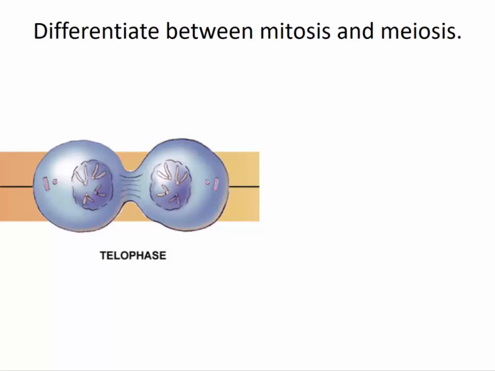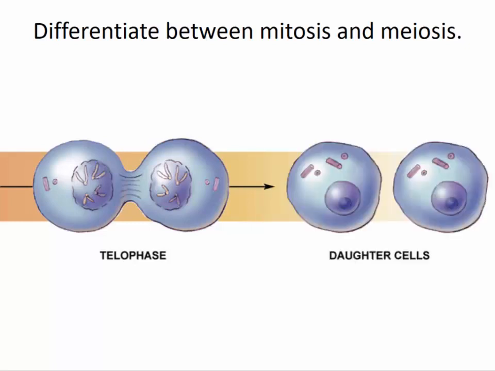And in telophase, we have basically the opposite of the prophase. You can see here that the nuclear membrane is starting to reform, the spindle fibers disappear, and even the DNA will start to unwind from the condensed chromosomes that we see in the image here. And then finally, what we end up with are 2 identical daughter cells.